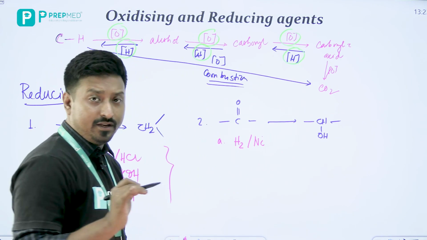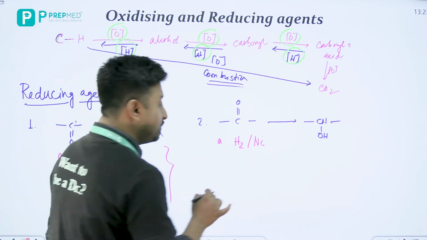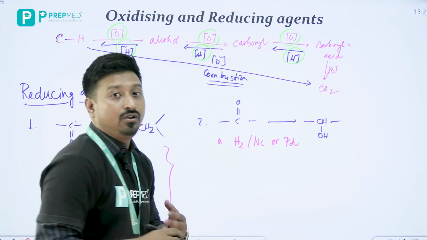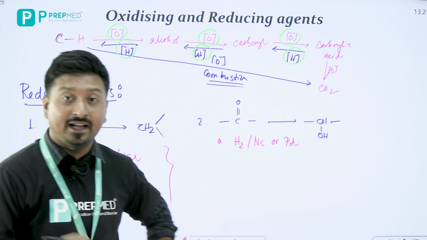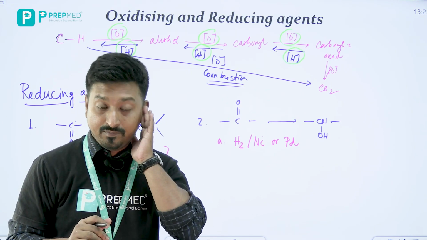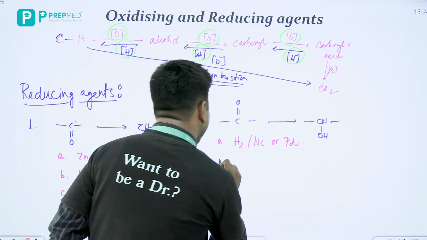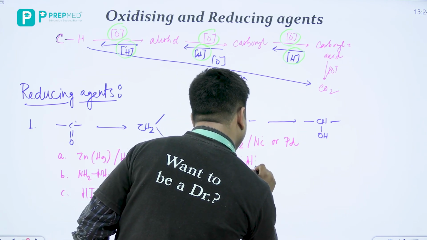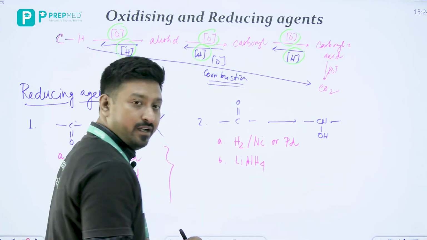Okay, simple hydrogen nickel. Okay, second, we can use nickel, or we can use palladium also, but it is better to use nickel than palladium because the reactivity of palladium is not that much compared to nickel. Okay, now what else we can use? We can also use LiAlH4, lithium aluminum hydride.